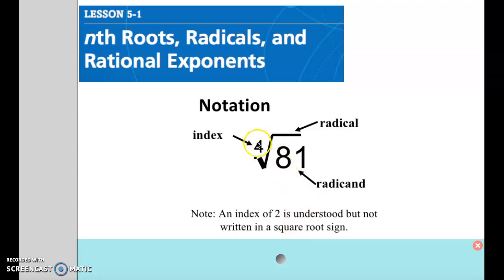But when there is a number here, in this case, this number is called an index, is 4, the root changes. That's why this is an nth root. It can be any number. So I would read this as the 4th root. If it was a 3, I'd say the cubed root. A 5, the 5th root. But if there's nothing there, I would have read that all along, just like we've been doing, as the square root. The radical symbol, that's what this symbol would be called. And then this number underneath the radical is called a radicand. And I would read this whole thing all together as the 4th root of 81.